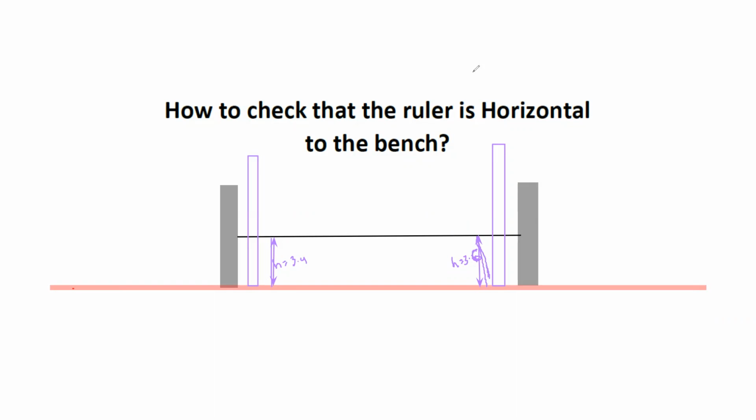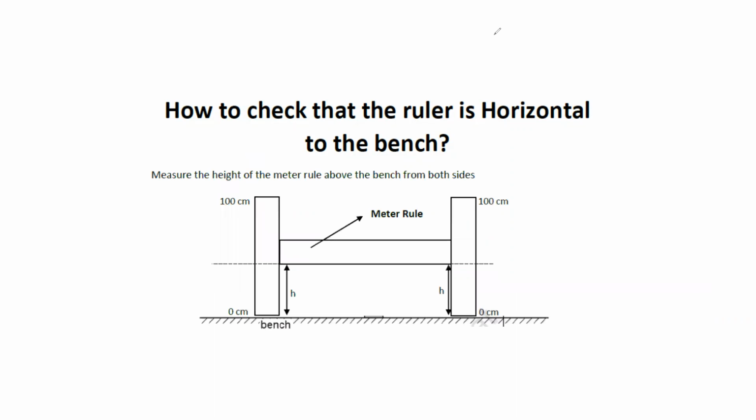Is the concept clear, how we can check using a scale or a ruler that the object is exactly horizontal? Simply measure the height from both ends, and if the heights are the same, it means it is exactly horizontal. If the heights are not the same, it is not horizontal.